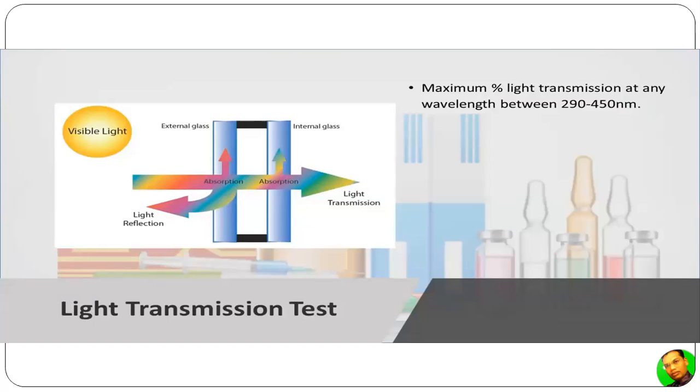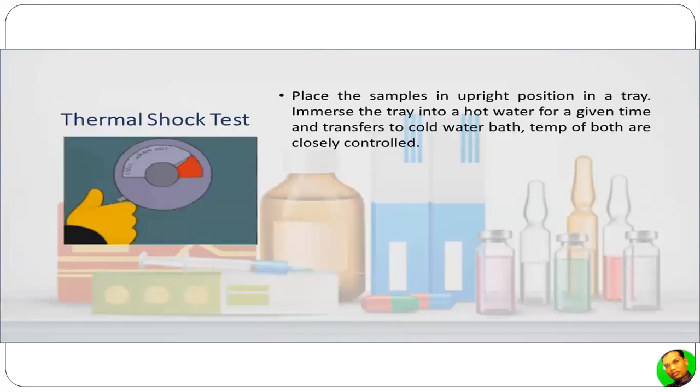Then the maximum percentage of light transmission at any wavelength between 290 to 450 nanometer is to be observed in order to perform the light transmission test. So the absorbance is going to be determined. There is an external glass and an internal glass, and the light is going to be passed. Then there is the thermal shock test. This test consists of absorbing the shock, that is the temperature, the heat.